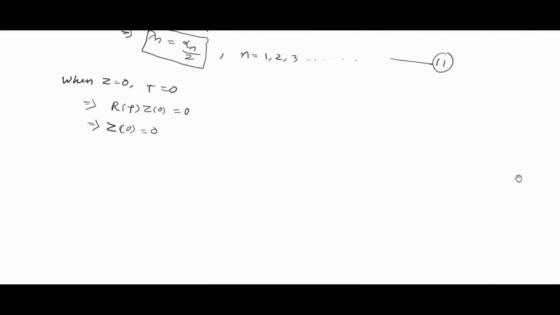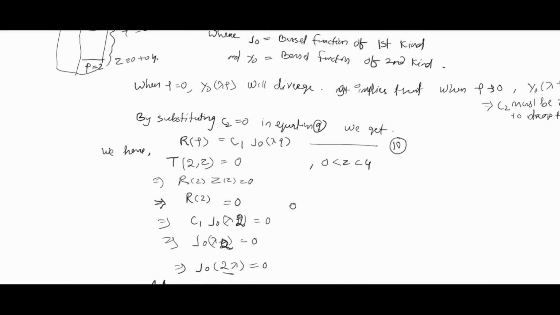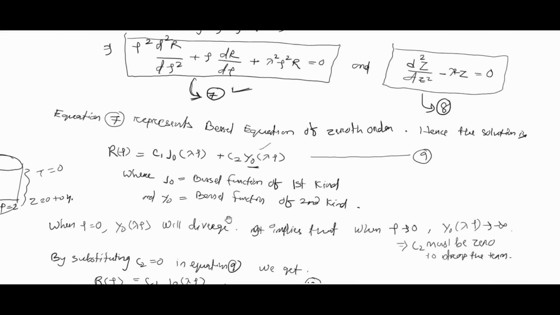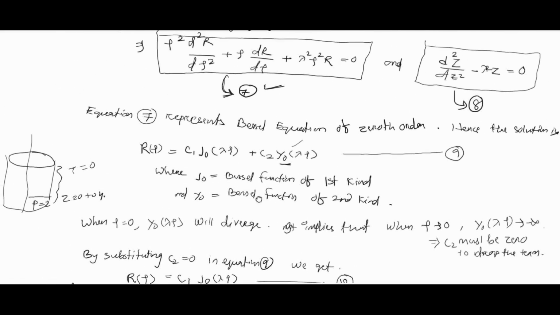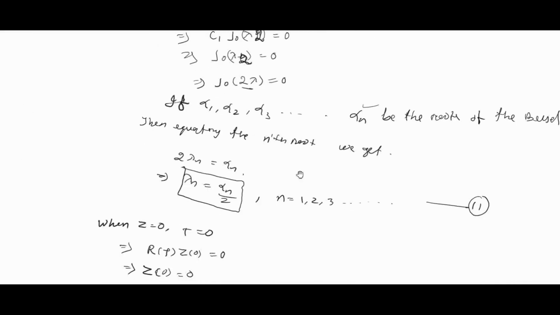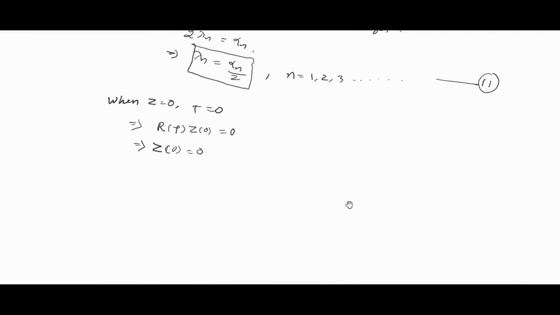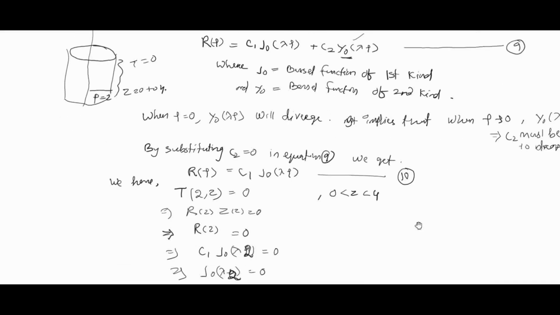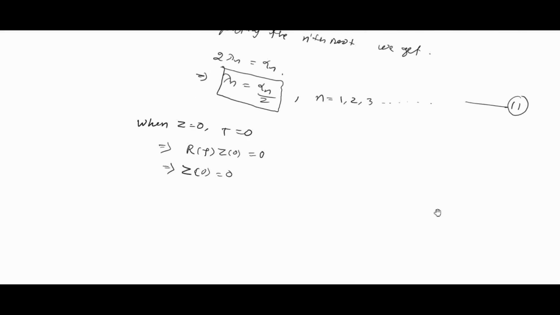Now Z0 means what? Till now we haven't actually found the solution for Z. So we got this Z0 is equal to 0. This is equation number 12. Now using equation number 8, what do we have?